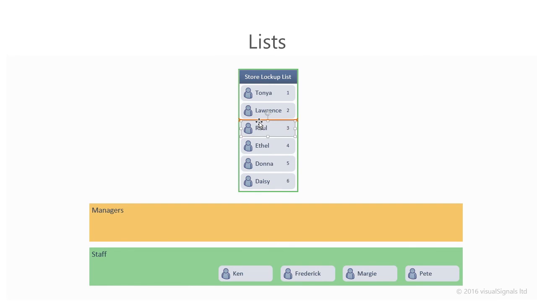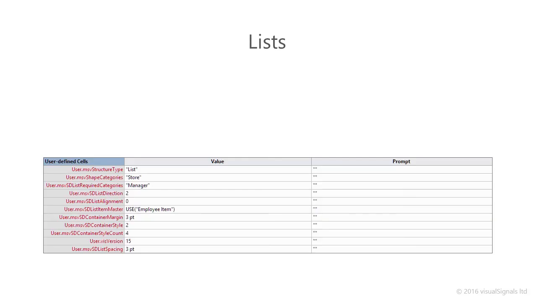The way that containers and lists work is based on a set of diagramming services running in Visio that look out for shapes with a particular set of named user cells. If you look at the shapesheet for this list shape, for example, you can see that there are a number of cells named user.msv and then some following name. Let's have a look at the most important ones. Structure type identifies this shape as a structured diagramming list type. If this were a container or a callout, the value would be those names instead.